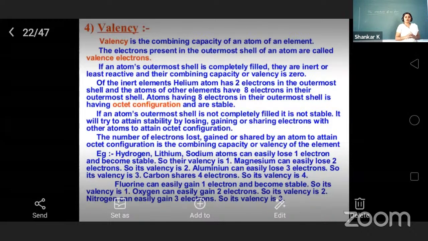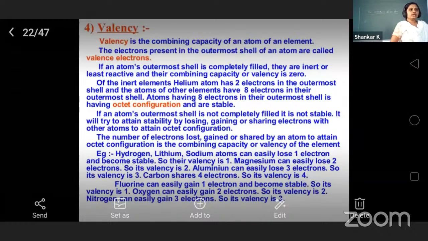If an atom's outermost shell is completely filled, it is inert or least reactive, and its combining capacity or valency becomes 0. Among the inert elements, the helium atom has 2 electrons in the outermost shell, and the atoms of other elements have 8 electrons in their outermost shell. Atoms having 8 electrons in the outermost shell have octet configuration and are stable.